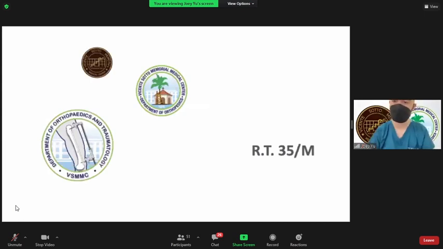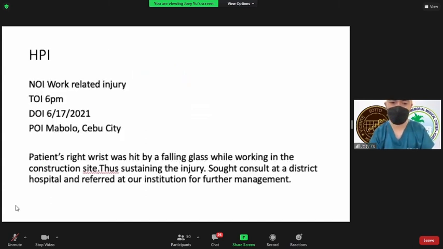For our last admission, patient RT, a 35-year-old male, came in due to pain on his right distal forearm. This is a work-related injury that happened last June 17 at 6 p.m. at Mabolo, Cebu City. Patient's right wrist was hit by a falling glass while working in a construction site, sustaining the injuries. Patient consulted at the district hospital and was referred to our institution for further management.